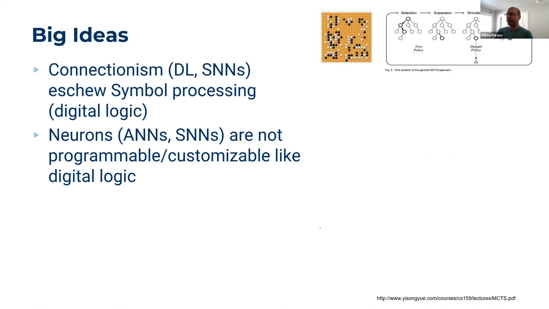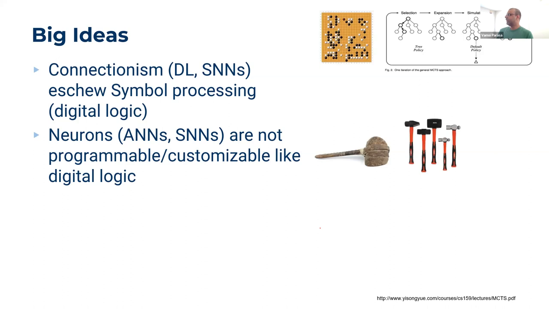They're not fully programmable like digital logic computers. So a spiking neuron is like an old 500 million-year-old evolutionary hammer, whereas actors can be treated as modern-day tools where, for a given problem, you can always customize your actors. You can define what they do for the given problem.